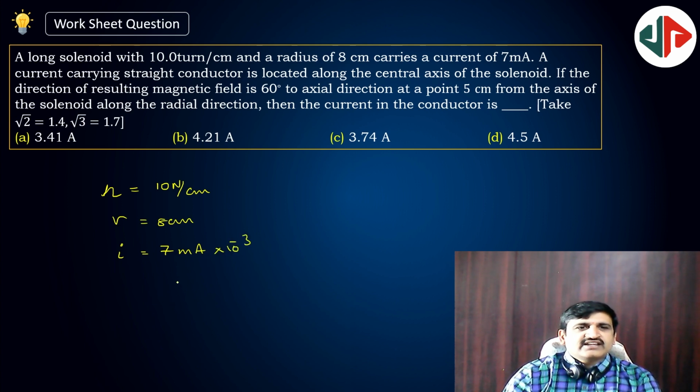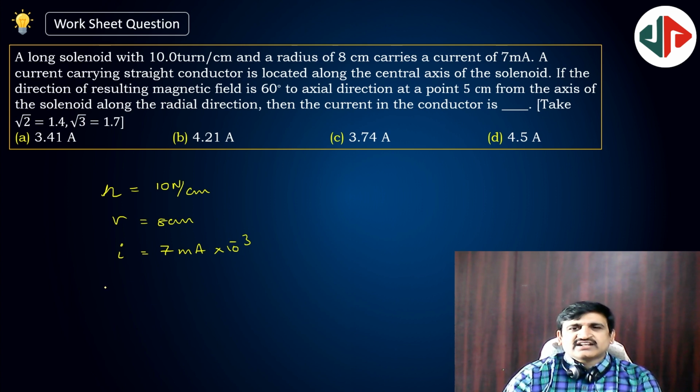A current carrying straight conductor is located along the central axis of the solenoid. If the direction of the resulting magnetic field is 60 degrees to the axial direction at a point 5 cm from the axis, total radius is 8 cm and at 5 cm the direction is 60 degrees to the axial direction, and the solenoid along the radial direction.